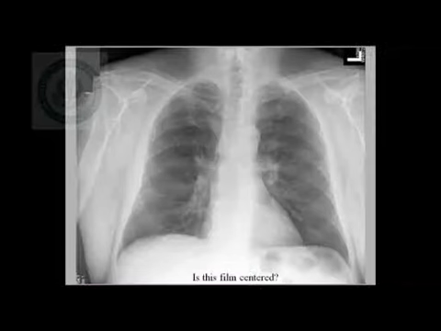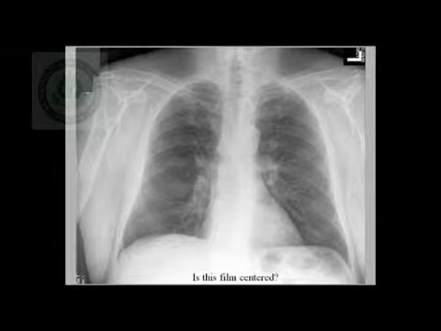Now how will you see whether the X-ray has been centered well or not? You look at this particular X-ray, wherein you find that the trachea is shifted to the right side. Now is this because of any problem in the patient, or is it because of the radiographic positioning? Let's go to the next one and see.